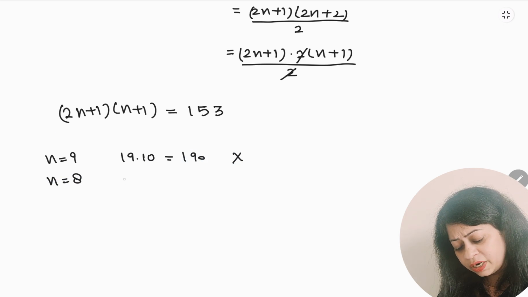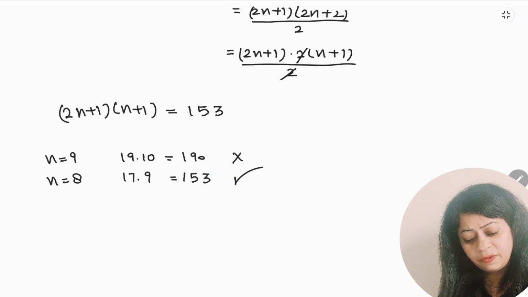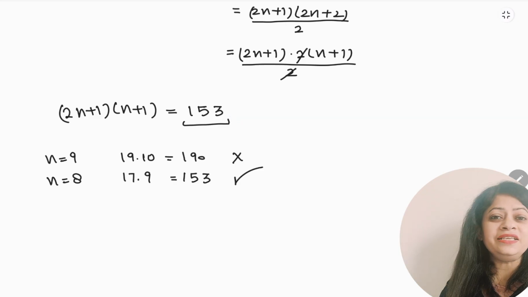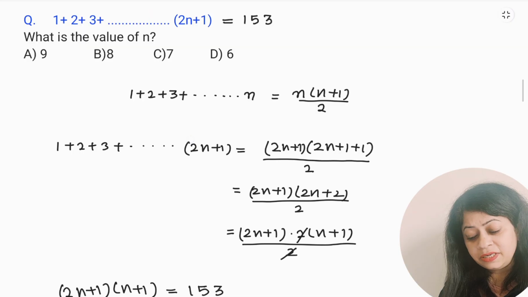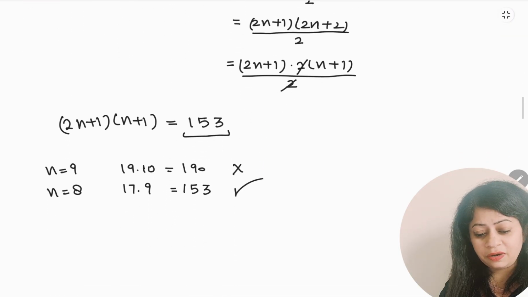So now I will put n is equal to 8. 2 times 8 is what? 16 plus 1, 17 times 8 plus 1 is 9. 17 times 9 is 153, which is correct. So this is our answer. That means n is equal to 8 is satisfying. We got our answer, right? And if you put n is equal to 7 and 6, they will not satisfy, right?